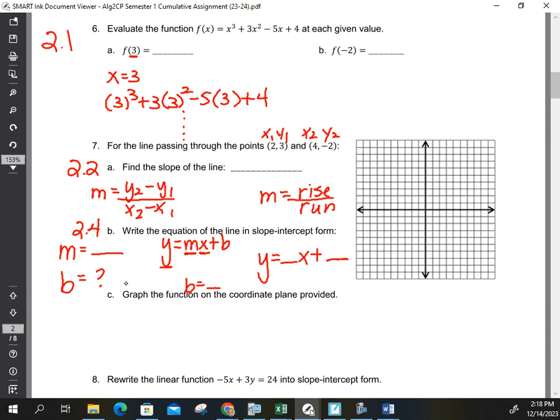Graph the function on the coordinate plane. Guess what? You either use the equation and graph it, or if you plot those 2 points and draw a line through it, guess what? You graphed it. So that takes care of itself. That's section 2.3.